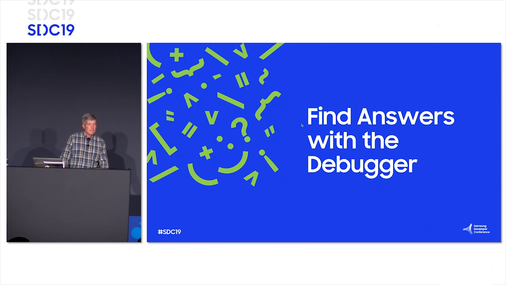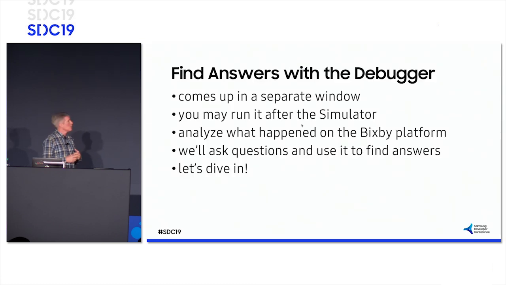So let's try to figure out a few more difficult questions about the capsule that we can find out with the debugger. The debugger comes up in a separate window, and you can call it after you've used the simulator. It'll analyze what happens between the time the user says find a movie and Bixby displays the output. Programming for Bixby isn't quite the same as writing in a regular language. Instead of writing exactly what code will happen, you create these concepts and actions that Bixby will choose from to complete the goal that you're trying to accomplish. So we'll use the debugger to show how this happens, how Bixby comes up with its plan.